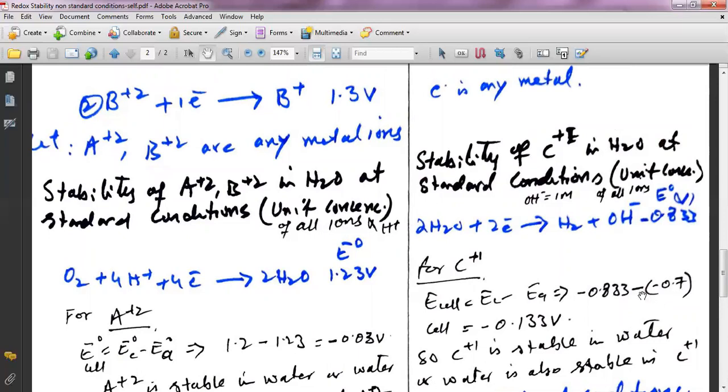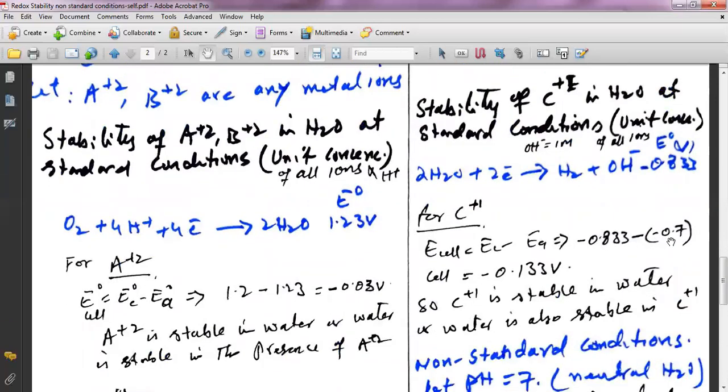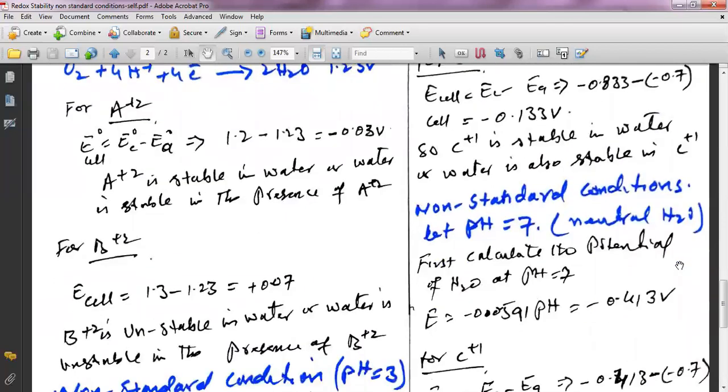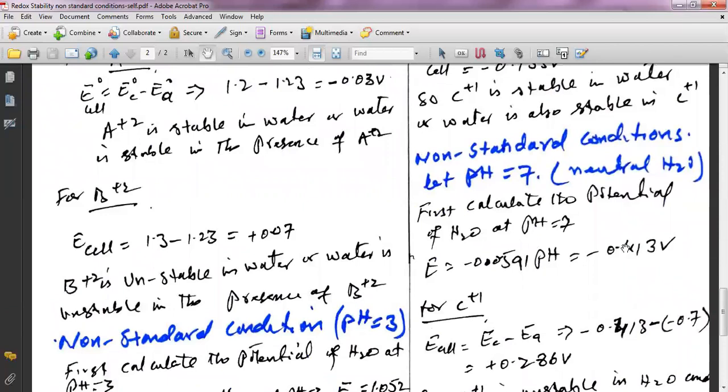And if you solve this one, because minus multiplied by minus becomes plus, the net result will be minus 0.133 volt. So this is indicating that C plus 1 is stable in water, or water is also stable in the presence of the C plus ion. So now move to the non-standard condition.